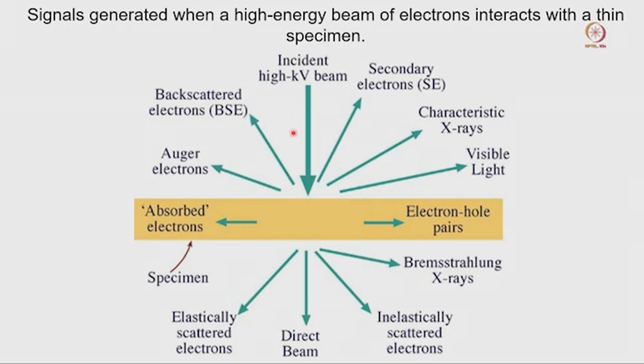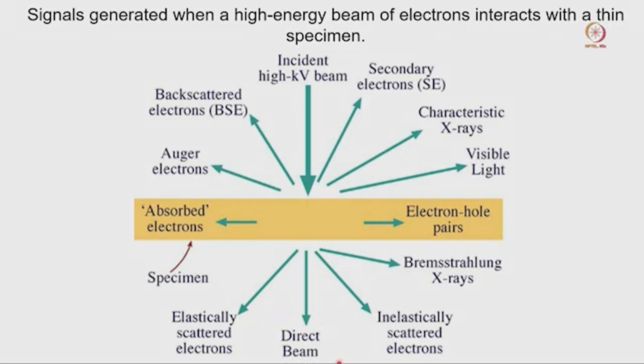Now, when the incident electron beam comes, it will be absorbed, but not 100%. Some of the electron beam will be transmitted. That is why we are talking about the transmission electron microscope. The direct electron beam comes, so some of the electron beam will be transmitted.